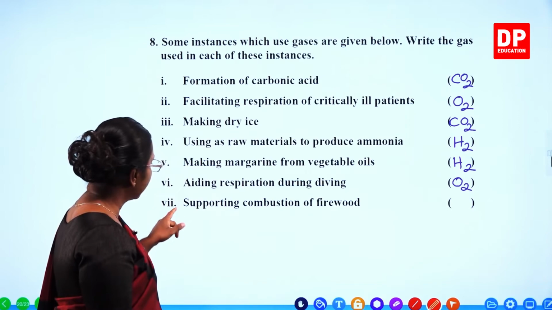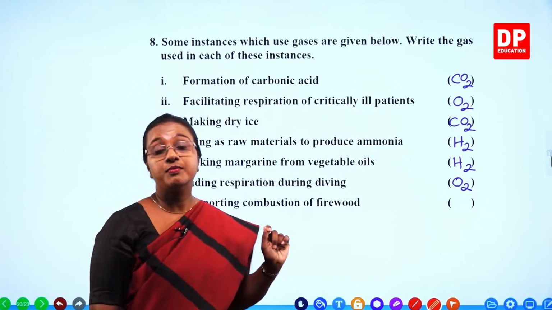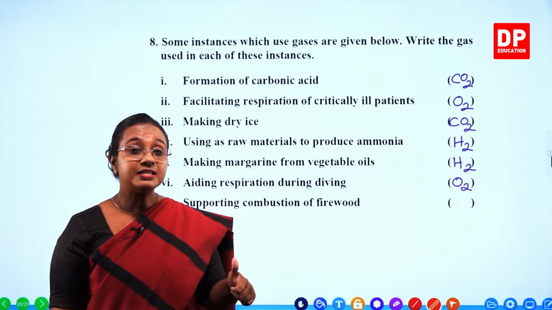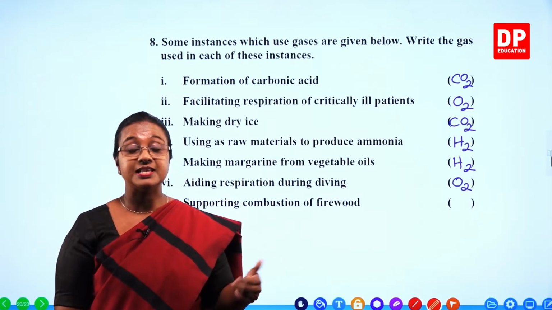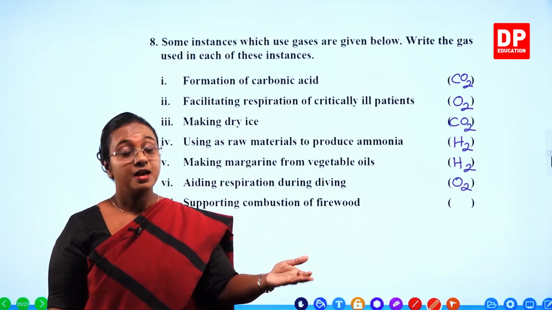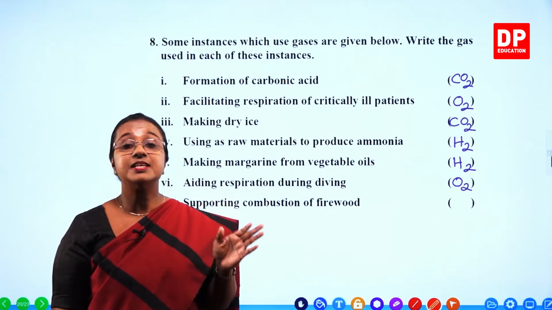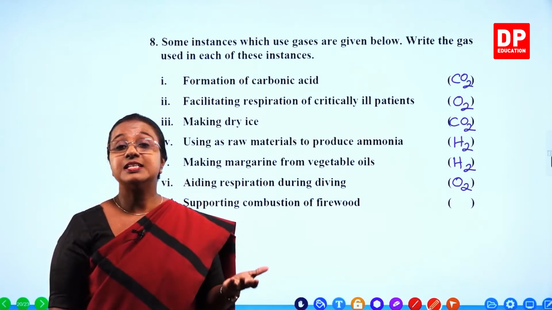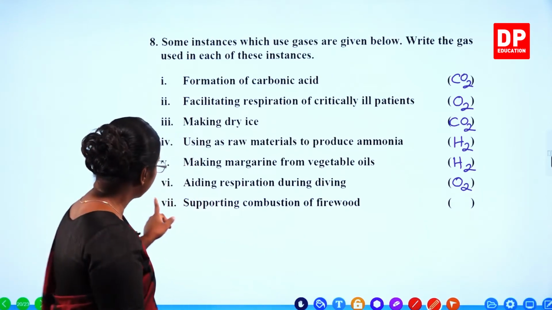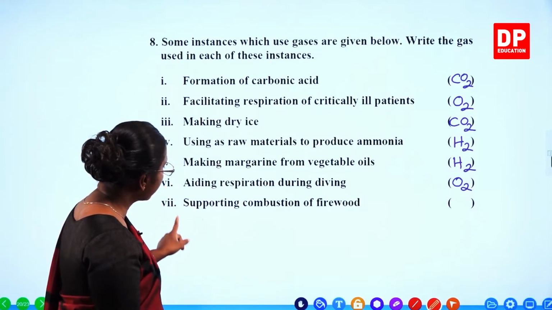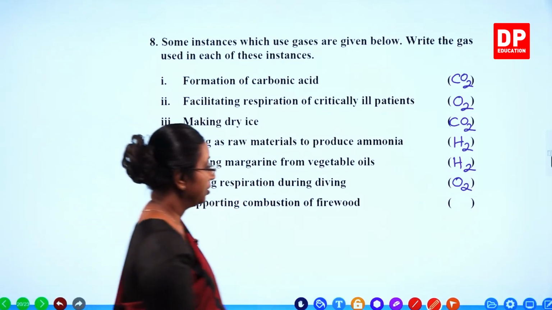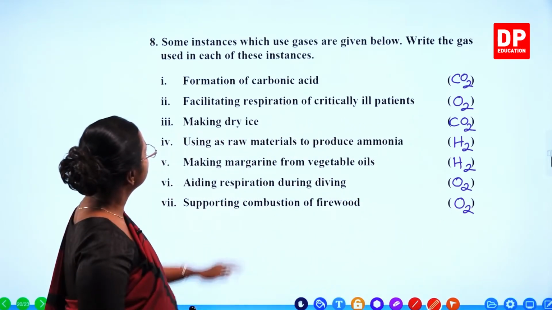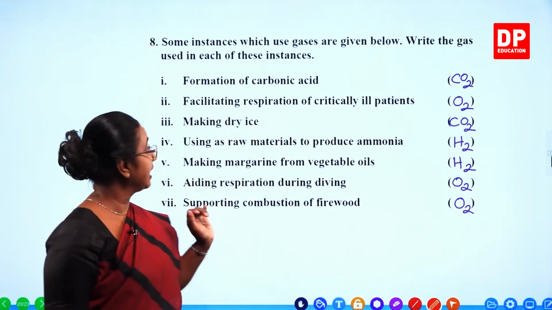And the seventh one, supporting combustion of firewood. So when we consider all three gases, hydrogen is a combustible gas. It burns in air. Whereas carbon dioxide is a non-supporter of combustion. But oxygen is a supporter of combustion. So we need oxygen to support combustion of firewood. So that is oxygen. So here students, we have written the relevant gases.